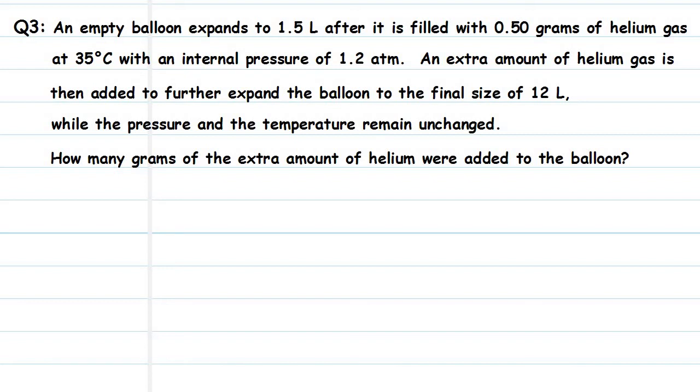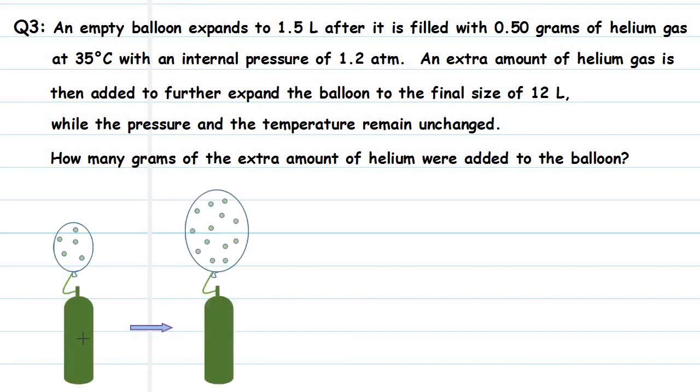Let's try to clarify what they are asking here. So basically, they pump the helium gas in to make a smaller balloon, and then they continue pumping the gas in more to make a larger balloon. So we know that in smaller balloon, we have 0.5 gram of helium, and that is 1.5 liter, and the temperature is 35 Celsius with pressure equal to 1.2 atm.